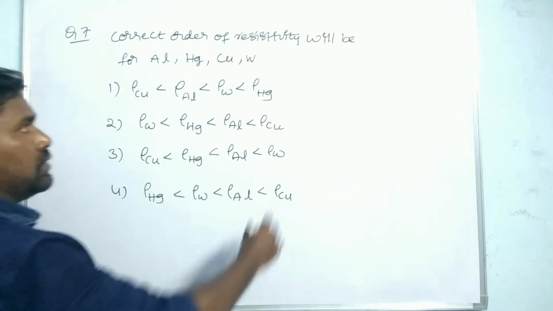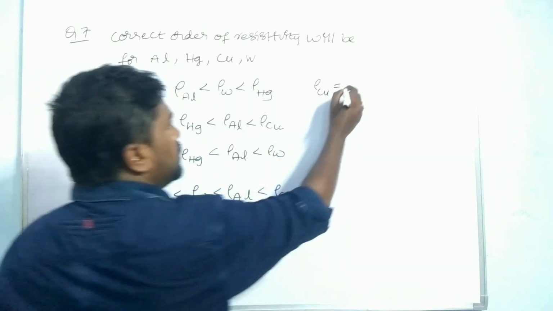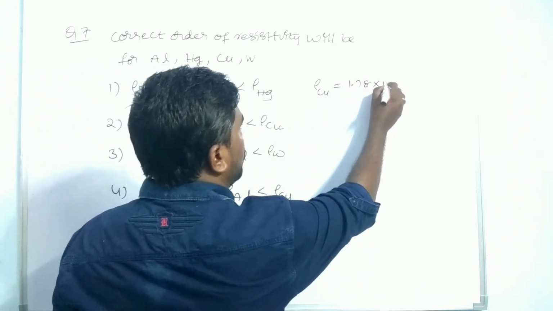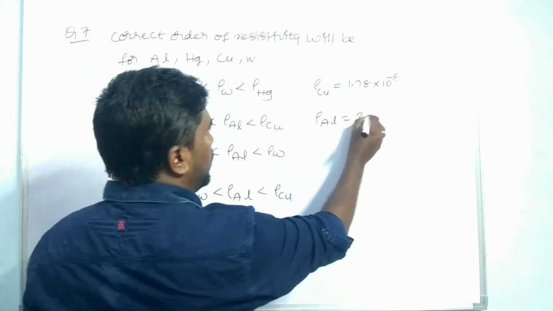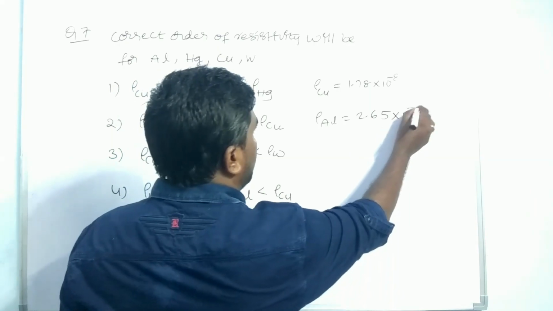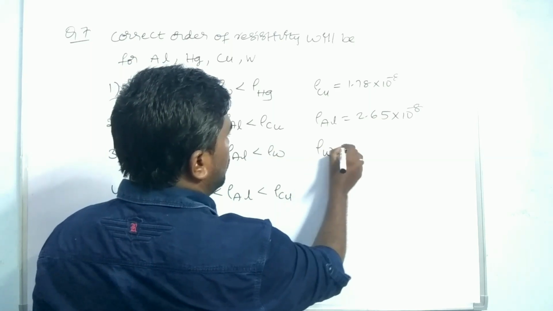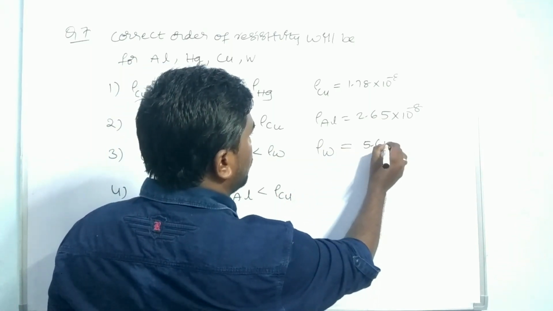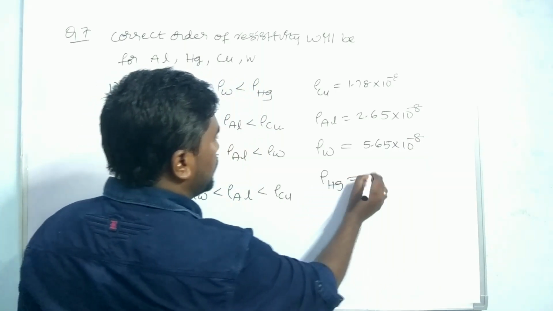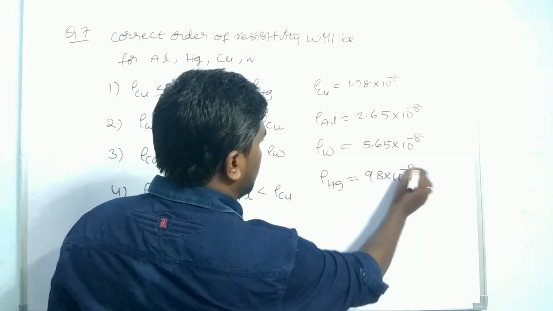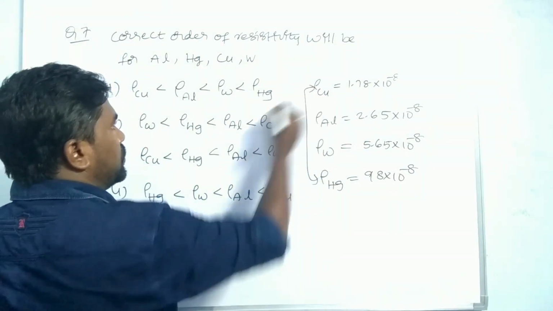Let us see. The resistivity of copper is 1.78 into 10 to the power minus 8, and the resistivity of aluminum is 2.65 into 10 to the power minus 8, and the resistivity of tungsten is 5.65 into 10 to the power minus 8, and the resistivity of mercury is 98 into 10 to the power minus 8. So from these values we are arranging which order is suitable here.